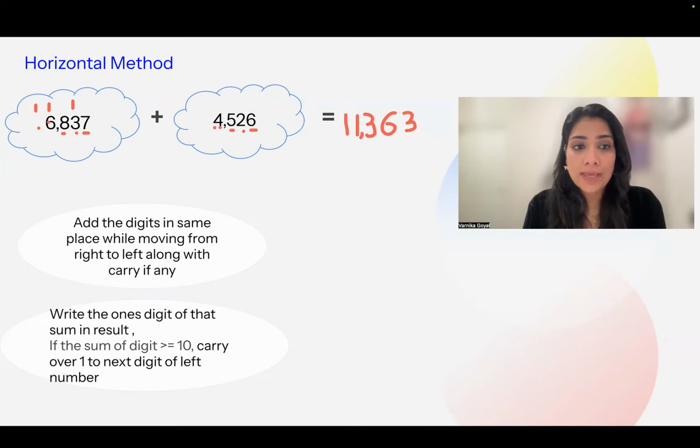For the horizontal method, we add the digits in the same place while moving from right to left along with carry if any. If the sum of the digit comes greater than 10, we carry over the 1 to the next digit of left number and write the ones digit on the result.